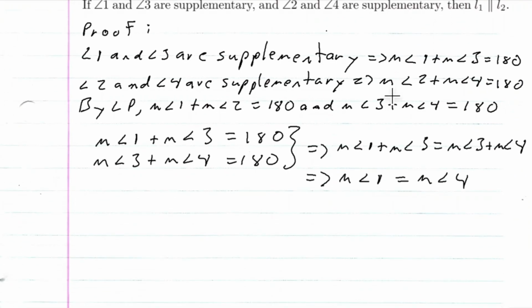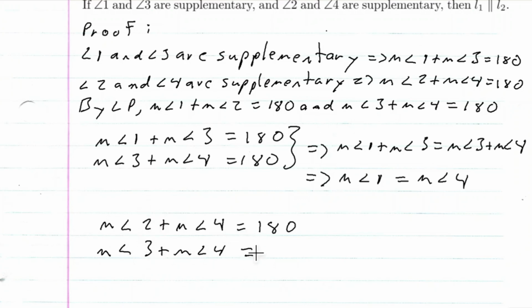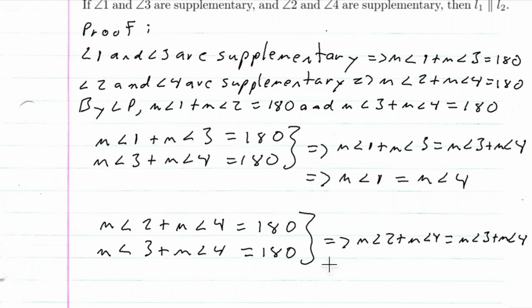So I'm going to use the equation, let's see, measure of angle 2 plus measure of angle 4 is equal to 180, and the measure of angle 3 plus the measure of angle 4 is equal to 180. So from these, I know the measure of angle 2 plus the measure of angle 4 is equal to the measure of angle 3 plus the measure of angle 4. I could subtract the measure of angle 4 from both sides to get the measure of angle 2 is equal to the measure of angle 3, right?